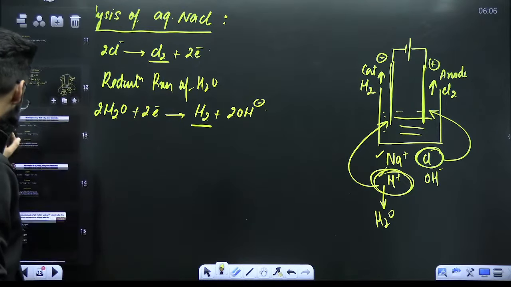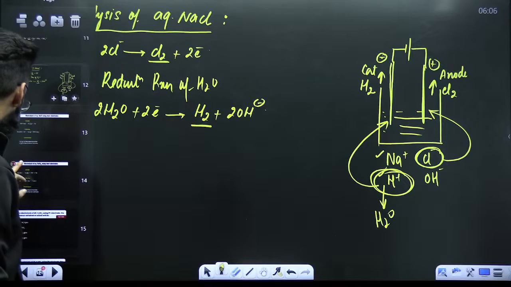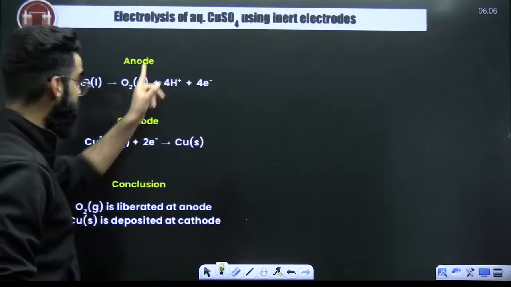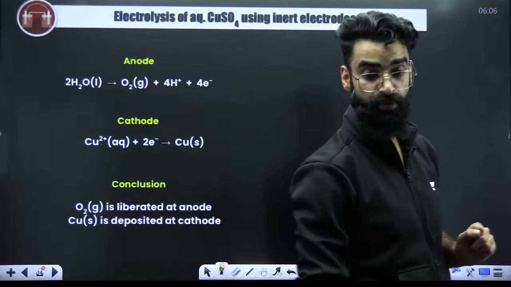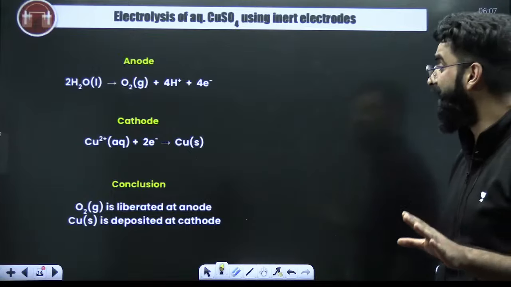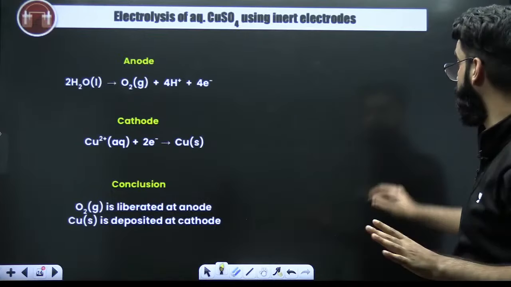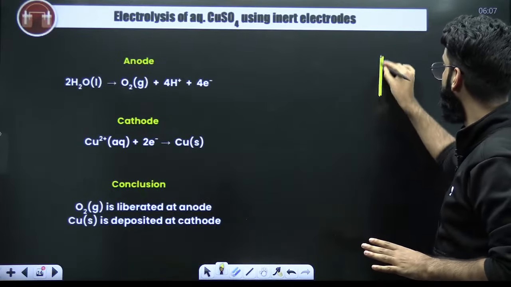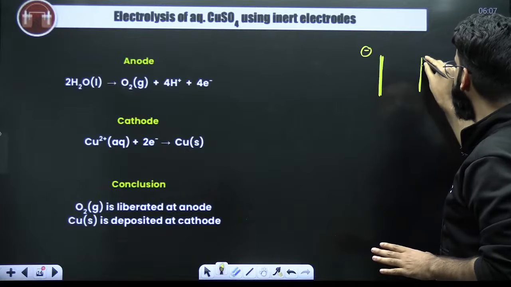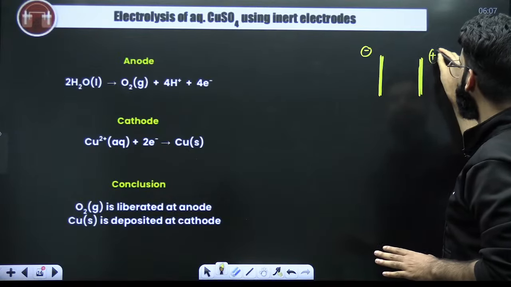For example, you are doing the electrolysis of aqueous CuSO4. Imagine this rod carries the negative charge. Imagine this rod carries the positive charge, right?